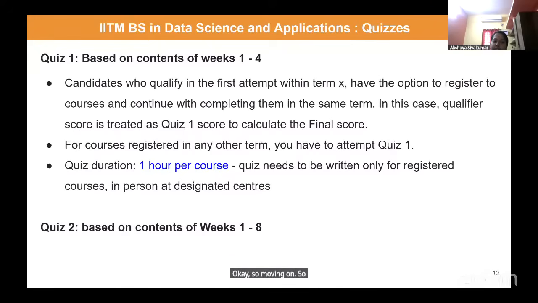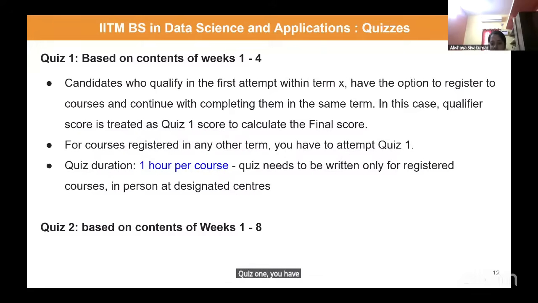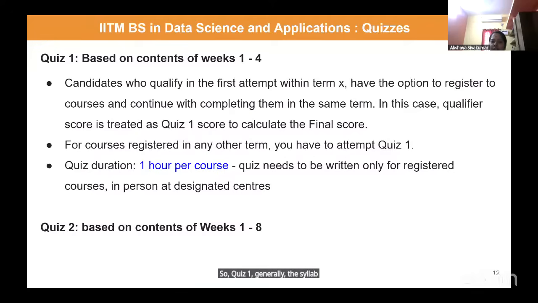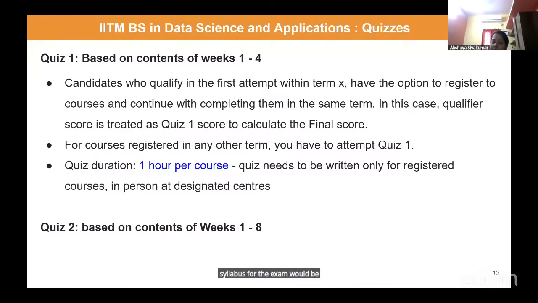So next are the quizzes and exams that are covered in your foundation level, as everybody should be aware of. Quiz 1 you have at the end of your 4th week. Quiz 2 you have at the end of your 8th week. Quiz 1, generally the syllabus would be from week 1 to week 4, right? And for quiz 2, the syllabus would be from week 1 to week 8. This might also change based upon the instructor's decision.